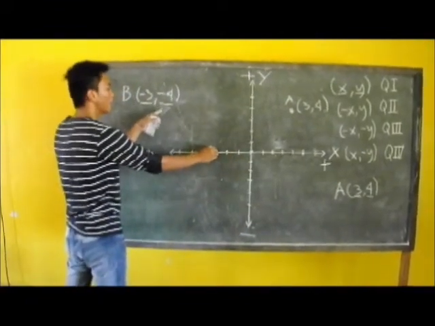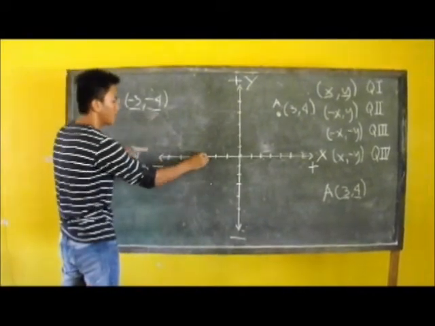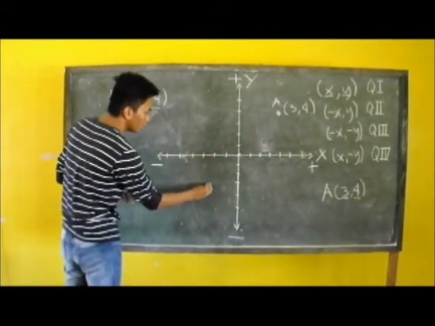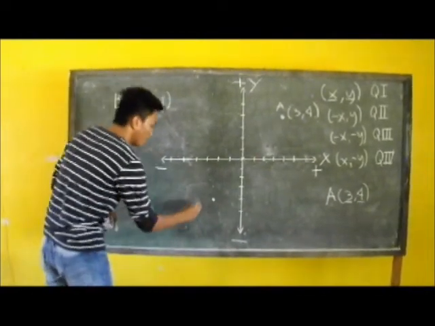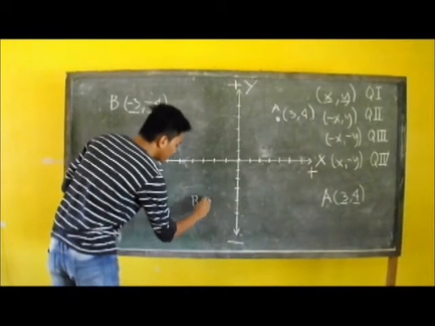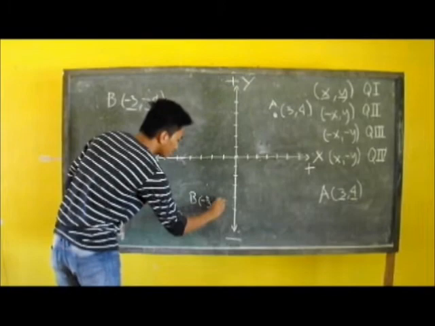And 4 downwards because the value of the y-coordinate is negative. 1, 2, 3, 4. There you go. Point B. -3, -4.